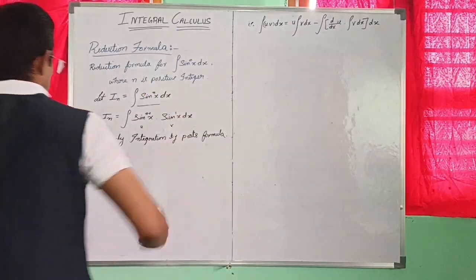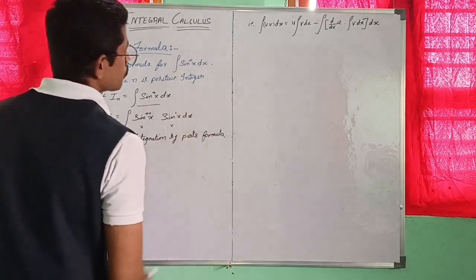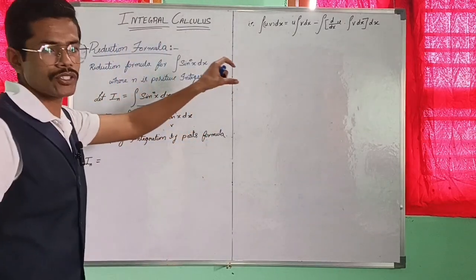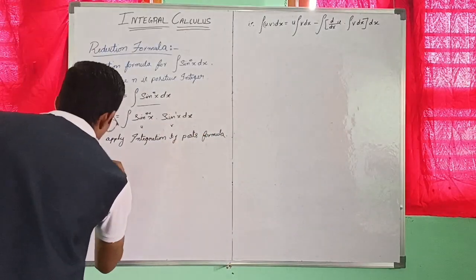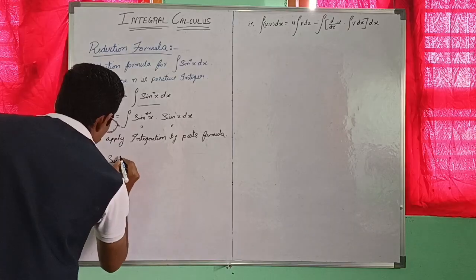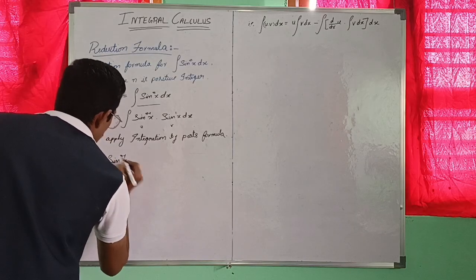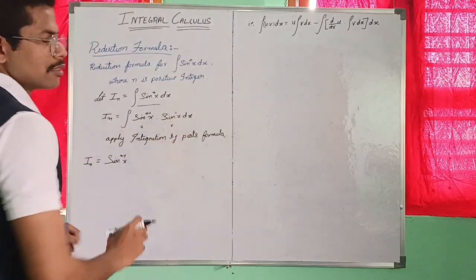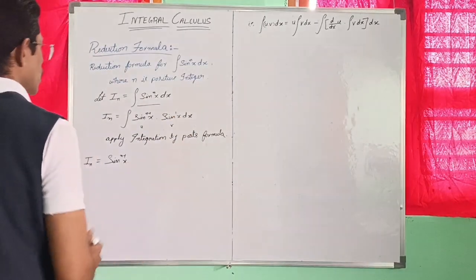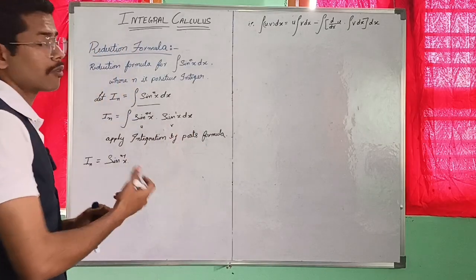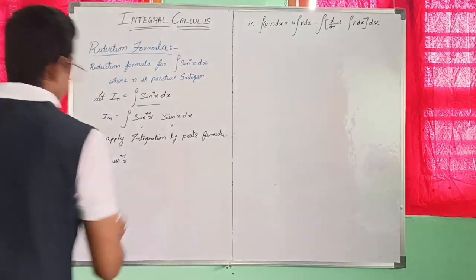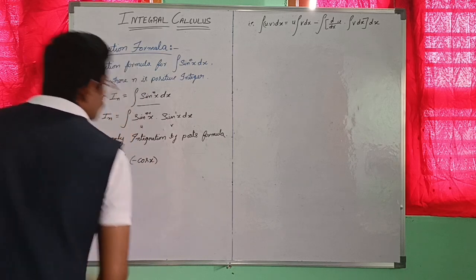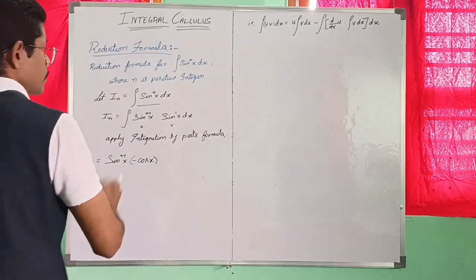Let us apply it. I_n equals u times the integration of v dx. We keep u, that is sine power n minus 1 x, as it is, and we integrate v, that is sine power 1 x. When we integrate sin x, what will we get? We get minus cos x.